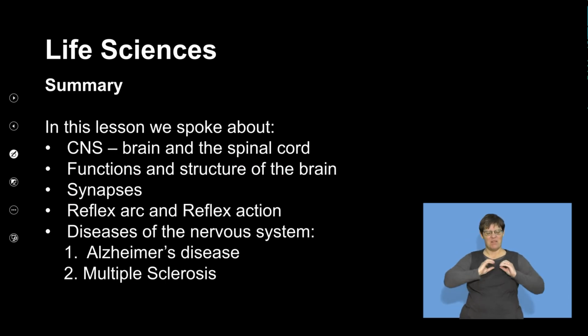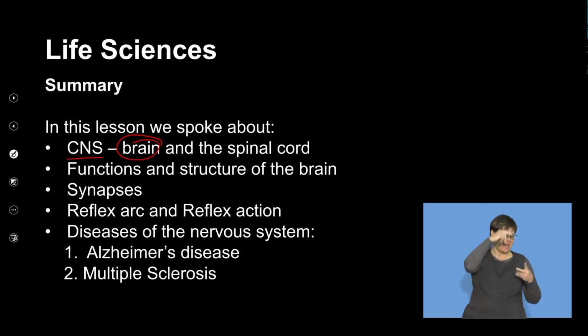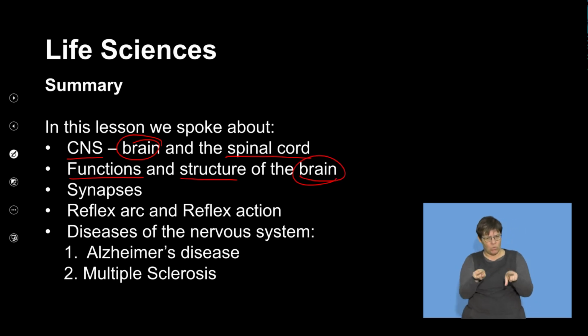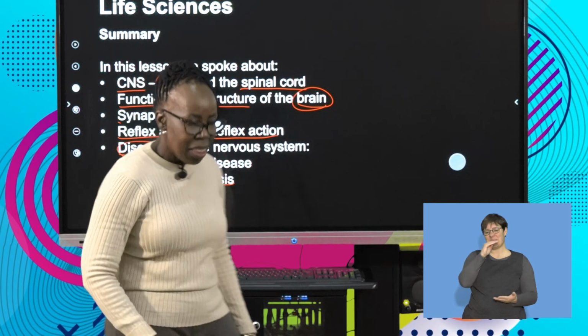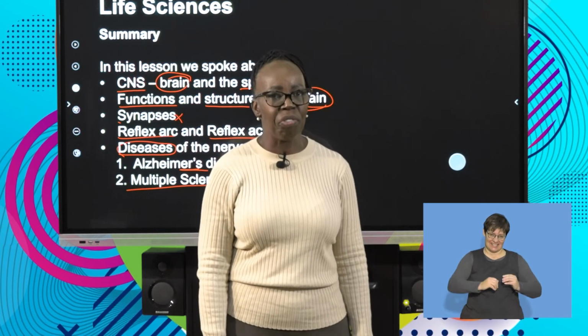We're now looking at the summary of the lesson. We're looking at the central nervous system where we said it consists of the brain and the spinal cord. We did the functions and the structure of the brain, and again the spinal cord. And we talked about the synapse when we were talking about the reflex action and the reflex arc. I did show you the diagrams. And then we did talk about the diseases that affect the nervous system, which are Alzheimer's disease and multiple sclerosis. This brings us to the end of our lesson.